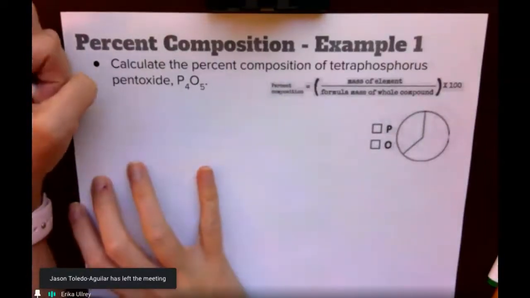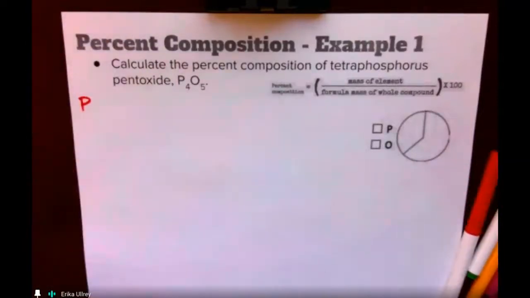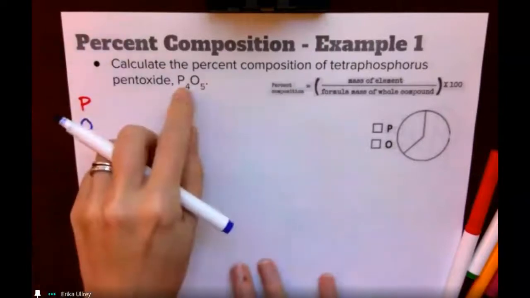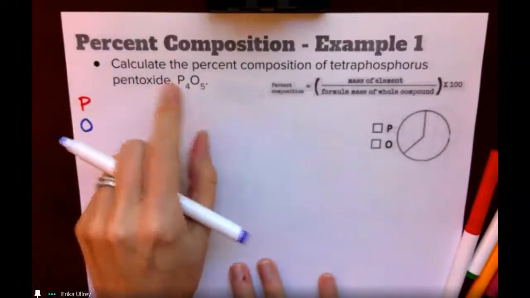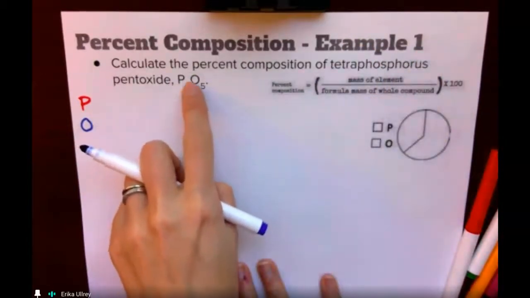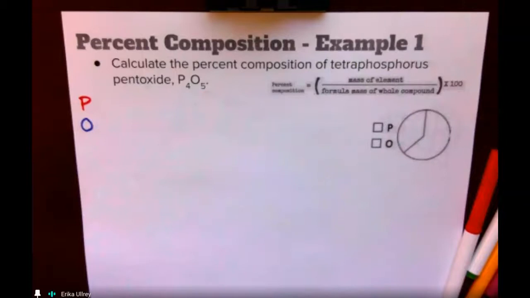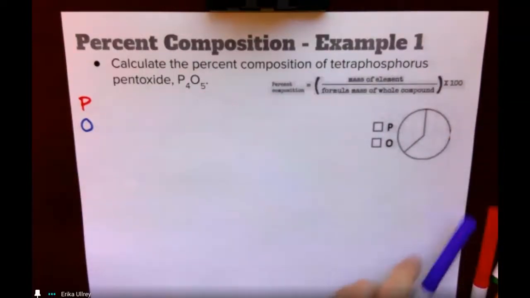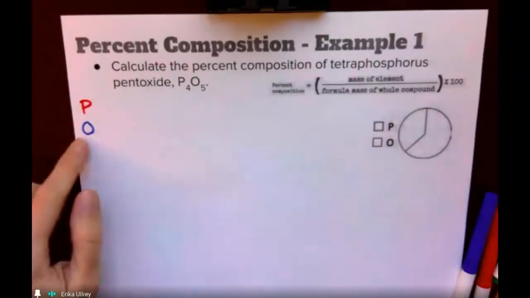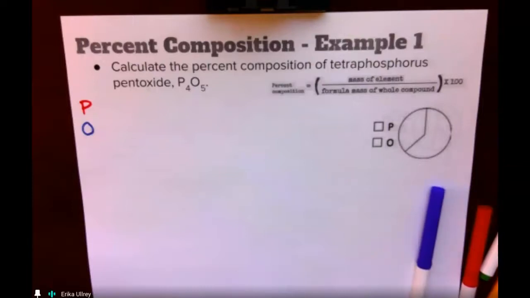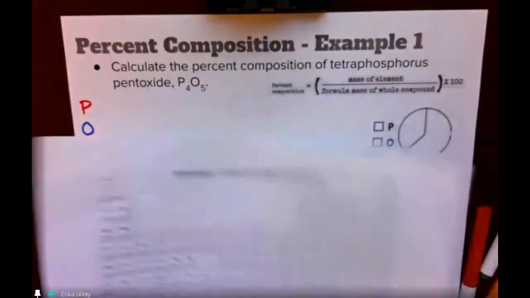So the first thing I'm going to do is list my elements. I've got phosphorus and I've got oxygen. These are the 2 things in my compound. So make sure that you have written on your paper example 1 and that you have P4O5. We're going to get our formula mass, so we list the elements just like we learned the other day. I'm going to use our friend, the periodic table, and we're going to look up the masses.